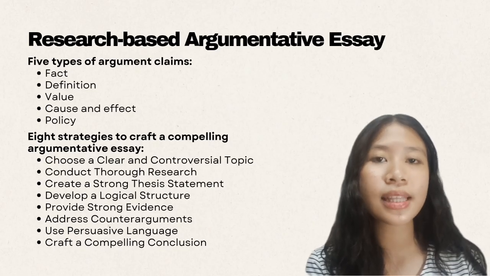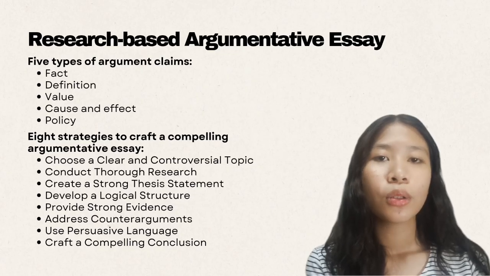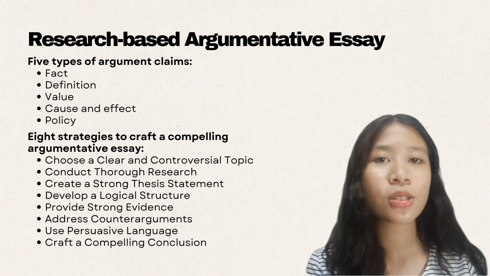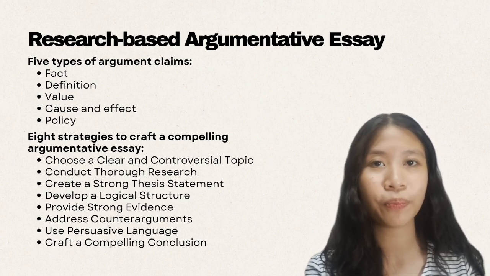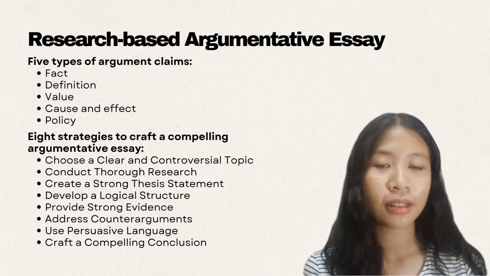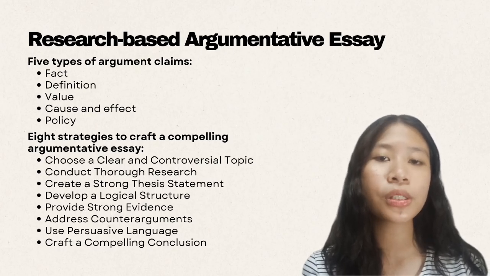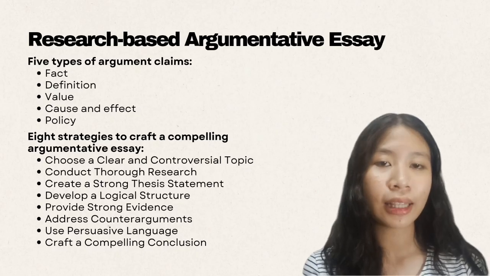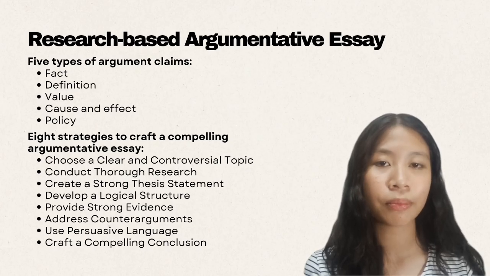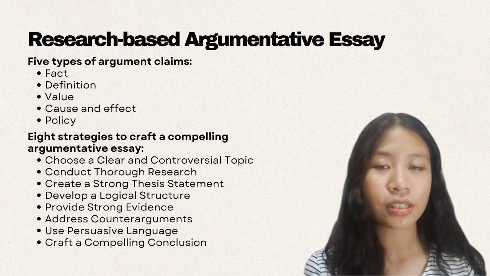To successfully understand how a research-based argumentative essay is done, there are 8-step guides to writing a research-based argumentative essay. The first one is to select a topic and write an issue question. Choose something that is debatable and interesting for you and your audience. Next, conduct thorough research. Gather reliable and multiple sources to support your reasons, claims, and evidence. Then, create a strong thesis statement.